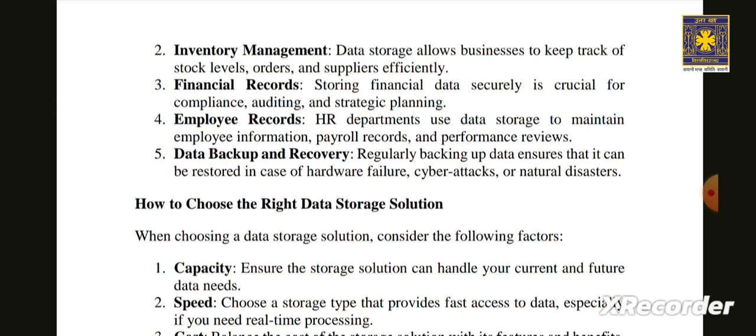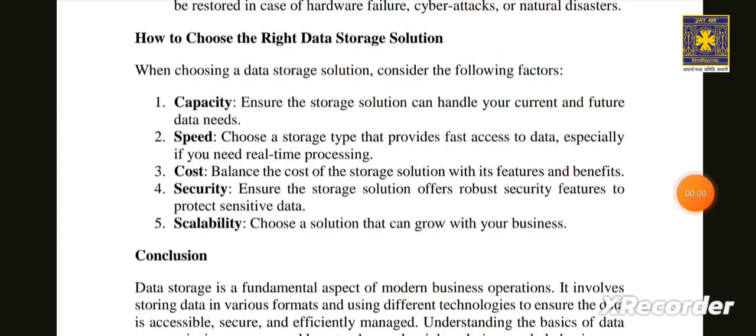So, in summary, we can say data storage is essential for managing customer information, tracking inventory, keeping financial records, maintaining employee details, and ensuring data is backed up and recoverable. These applications help businesses run smoothly and efficiently. Now let's come to another topic, that is how to choose the right data storage solution. Choosing the right data storage solution is crucial for your business.